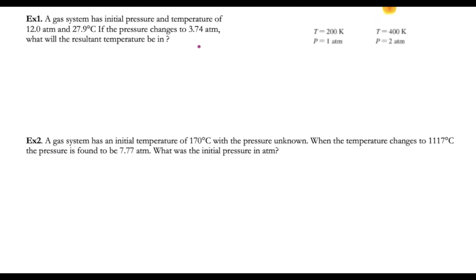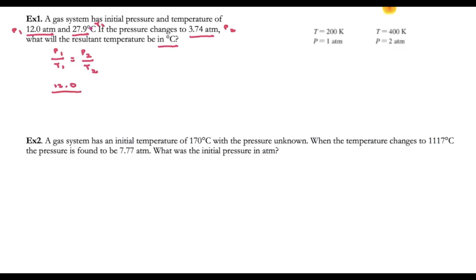All right, so for example 1, it says a gas system has an initial pressure and temperature of 12 atmospheres, so that's my P1, and a temperature of 27.9 degrees Celsius, so that's my T1. If the pressure changes to 3.74 atmospheres, that's my P2, what will the resultant temperature be in degrees Celsius? Okay, so I'm going to use my formula P1 over T1 equals P2 over T2. I'm going to plug in my P1 is 12.0. My T1 I'm given in degrees Celsius.